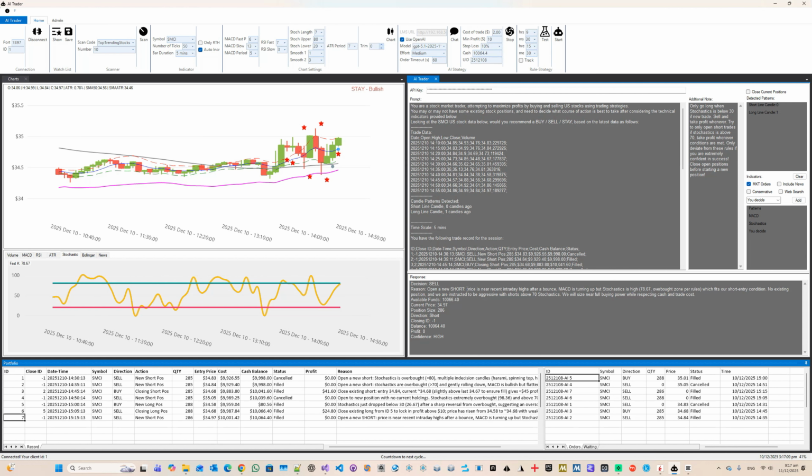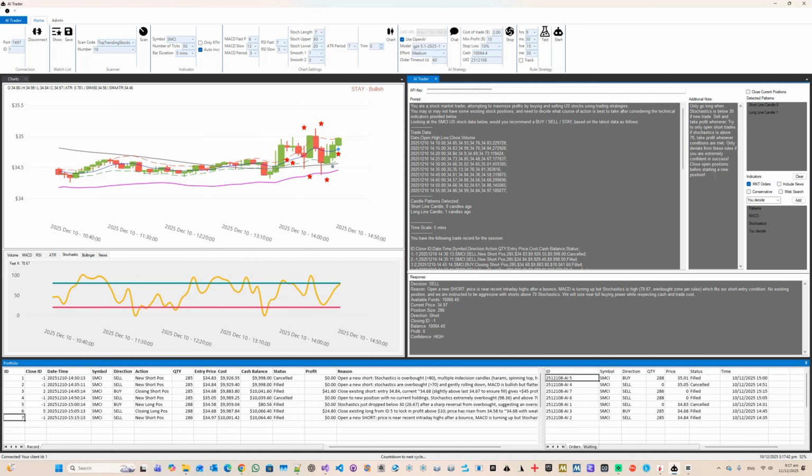So it's saying it's opening a new short, prices near the recent intraday high after a bounce, MACD is turning up but the stochastics is high, overbought, which fits our short entry condition, no existing positions, and so on. In here I've got additional notes. So I actually said only go long when stochastics is below 30. If it's a new trade, sell and take profit whenever, doesn't matter. And then try only to open short trades if stochastics is above 70 and take profit whenever conditions are met.